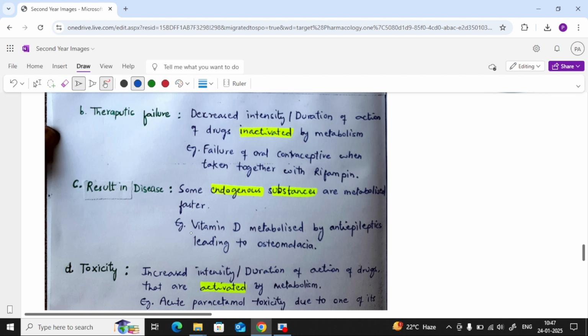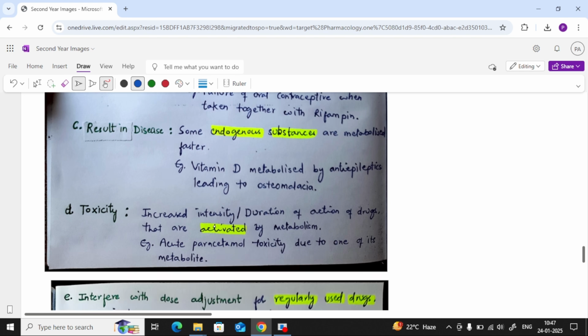For example, vitamin D is metabolized faster by anti-epileptics, which will lead to osteomalacia. Osteomalacia is the disease caused by less calcium in the body, which is again due to less vitamin D in the body. Okay, now, what did we learn?